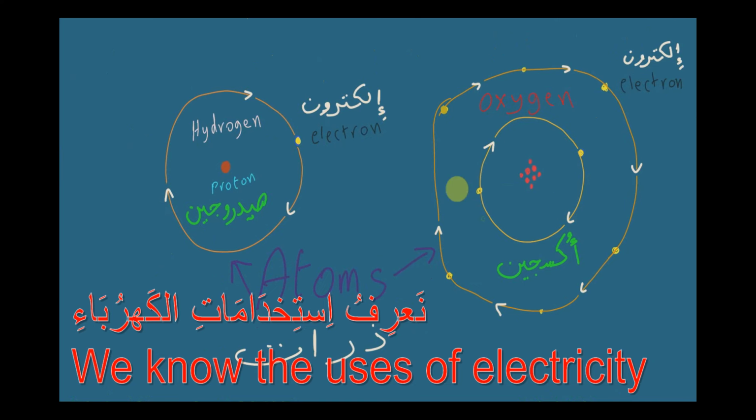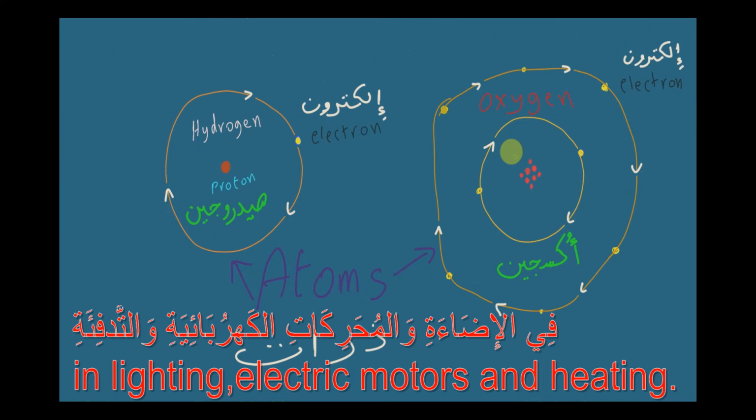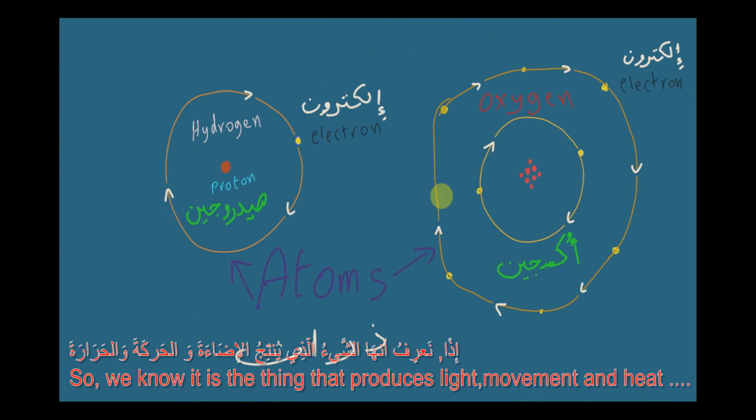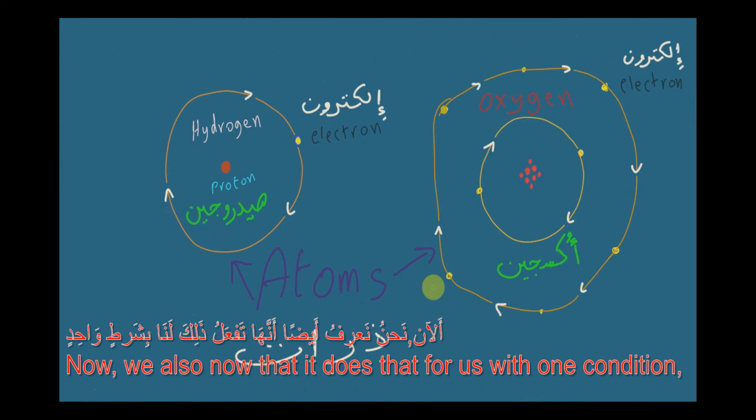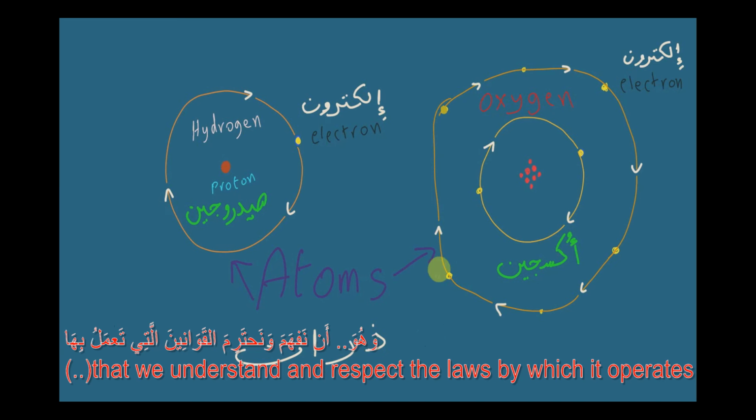We know the uses of electricity in lighting, electric motors and heating. So we know it is the thing that produces light, movement and heat. Now we also know that it does that for us with one condition, that we understand and respect the laws by which it operates.